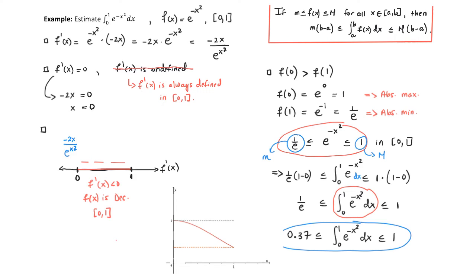And when I look at e to the negative x squared, e to any exponent as a function is always going to be continuous. So if e to the negative x squared is continuous in the closed interval 0, 1, it is also integrable. So all of the conditions of my properties are satisfied. So therefore, the conclusion is true.